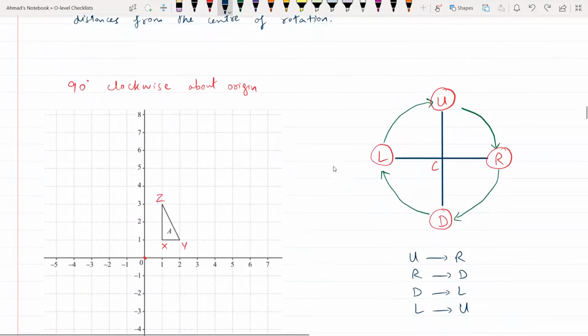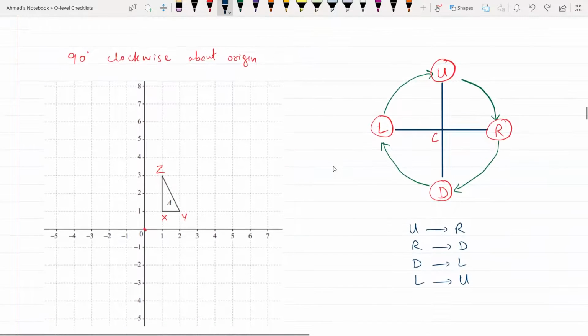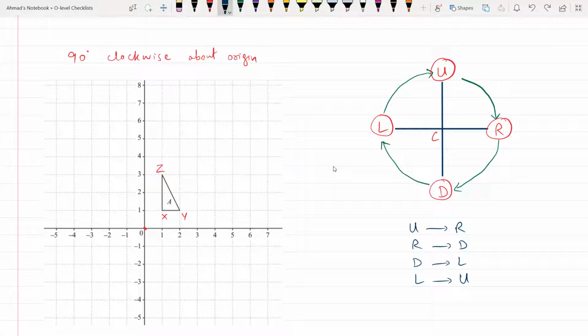Let's do some common rotations. So let's say you have 90 degrees clockwise rotation about the origin. Origin के about आपने 90 degrees clockwise rotate करना. Okay. Origin is the center of rotation. So origin is the center of rotation. Now it helps to think of it like this कि आप इस तरह से एक plus sign बना लें.